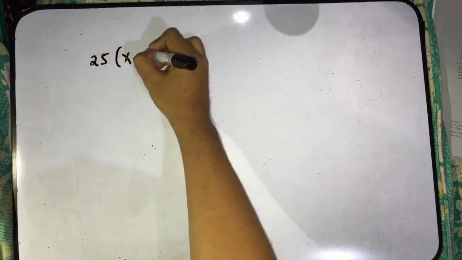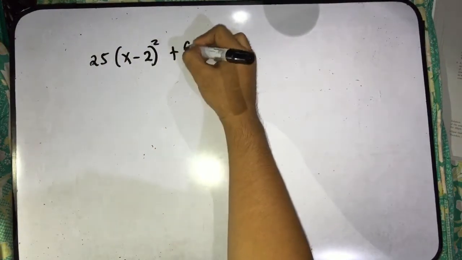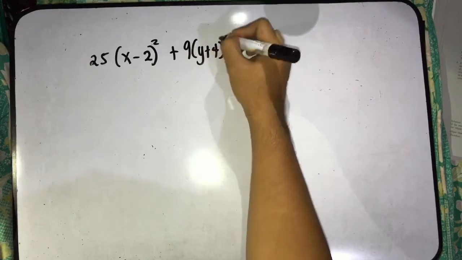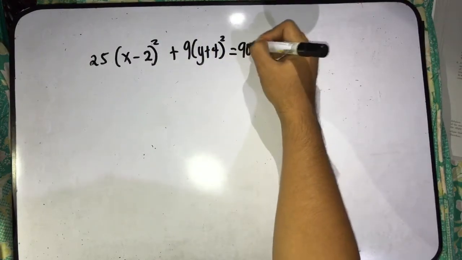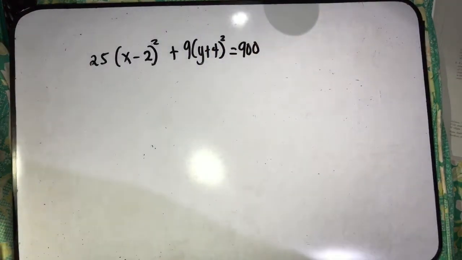So what if I will be given an example, which is 25 times the quantity x minus 2 squared plus 9 times the quantity y plus 4 squared is equal to 900. So, paano pag binigyan na tayo ng ganitong example?